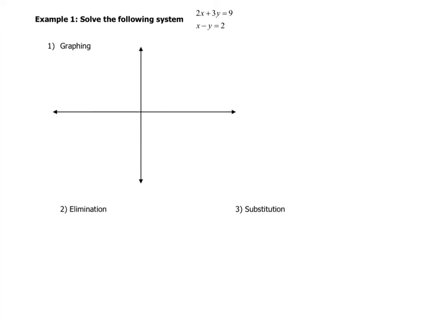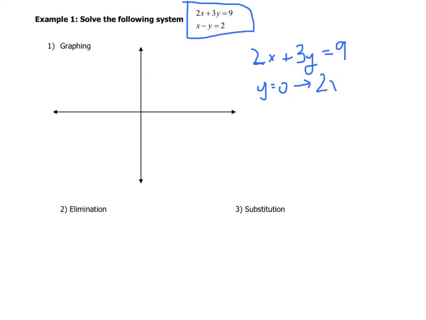So here's example number one, and we're just asked to solve this system. 2x plus 3y equals 9, and x minus y equals 2. Okay, so graphically, let's see, how can I do this? Well, I'll start off in blue and graph the line 2x plus 3y equals 9. Maybe I'll do that by finding the intercepts. So the x-intercept is when y equals 0. So if y equals 0, x is going to equal, well, let's see, 2x equals 9, and so x equals 4.5.